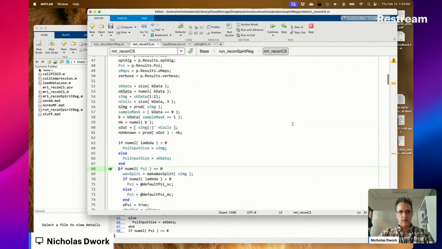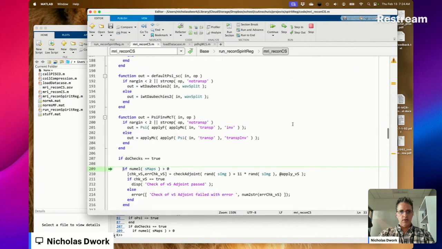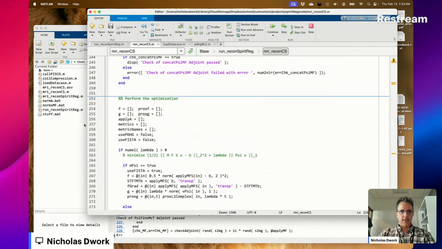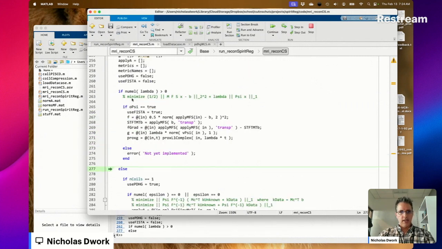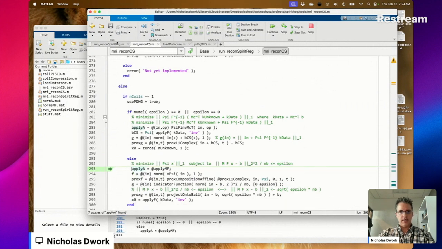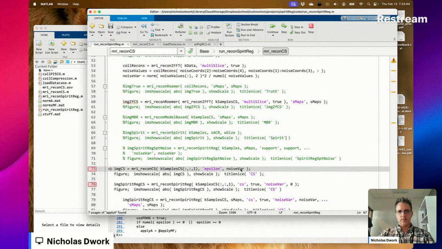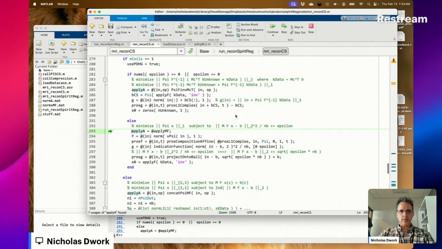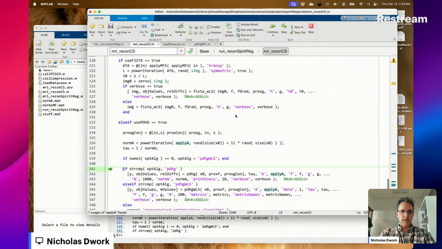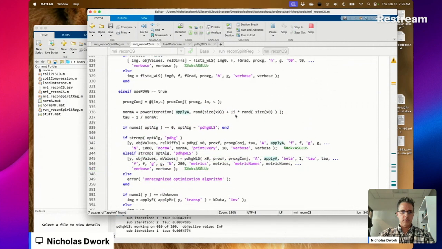All right. So going through, we're checking all the checks. Those checks, of course, are amazingly helpful. Let's get past that. We've passed in an epsilon, and it's the noise variance. Okay, so now we're going to use PDHG to solve this problem.